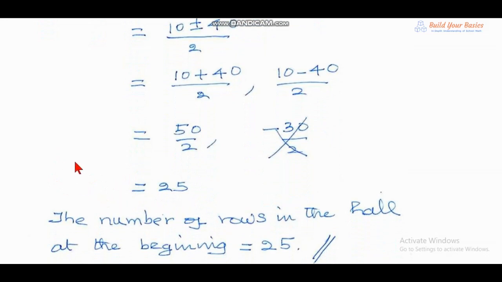X is the number of rows. So the number of rows in the hall at the beginning is 25. Originally there were 25 rows and each row had 25 seats. We are not interested in the number of seats. We are interested only in the number of rows at the beginning. The number of rows at the beginning was 25. That ends the problem.